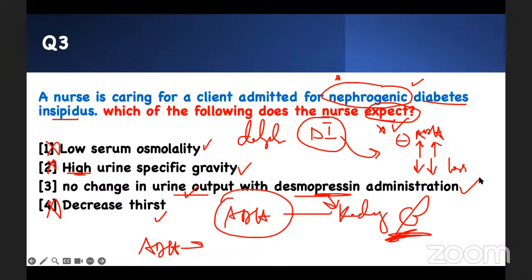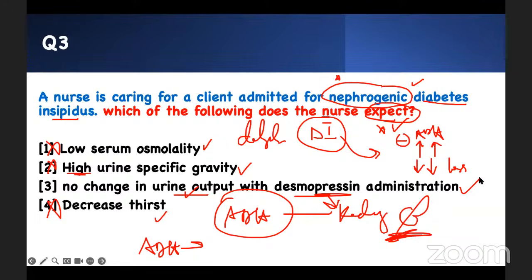Like, you know, with DI, your serum osmolarity is going to be high. You know your urine specific gravity is going to be low. You know you're going to be thirsty. Therefore, 1, 2, and 4 are wrong. I don't understand number 3. I have no clue. I can't explain it. But when you're using test-taking strategy, you're thinking based on your content. You don't know the answer, but you use your content: I'm 100% sure 1, 2, and 4 are wrong. Therefore, I have to pick 3.